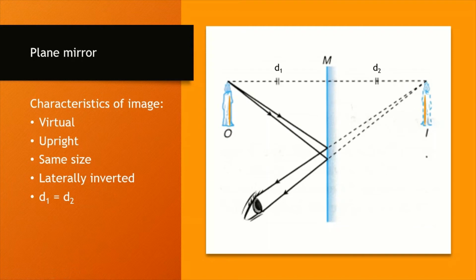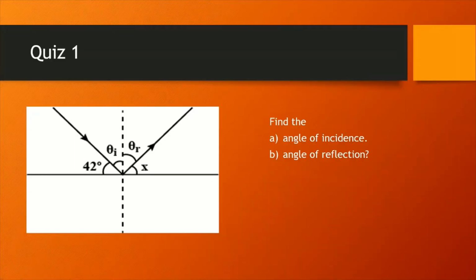Alright, so the characteristics of the image of a plane mirror: it is virtual, upright, the same size, laterally inverted, and D1 equals D2, the same distance from the mirror. Let's look at one question. Look at this diagram. You are given this angle 42. How much is the incident angle?